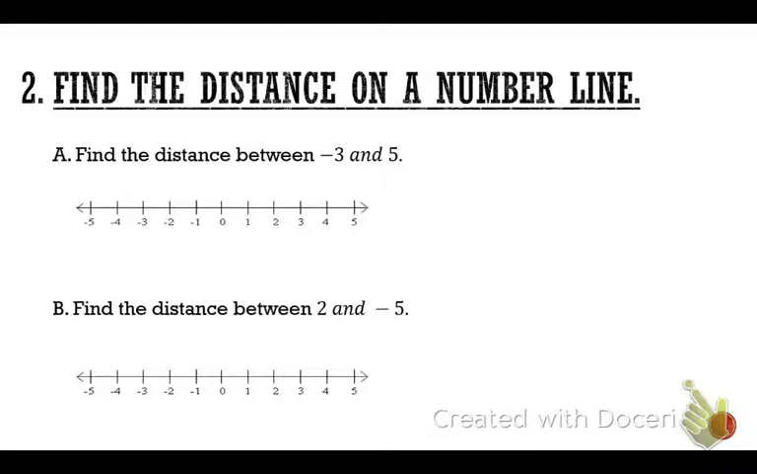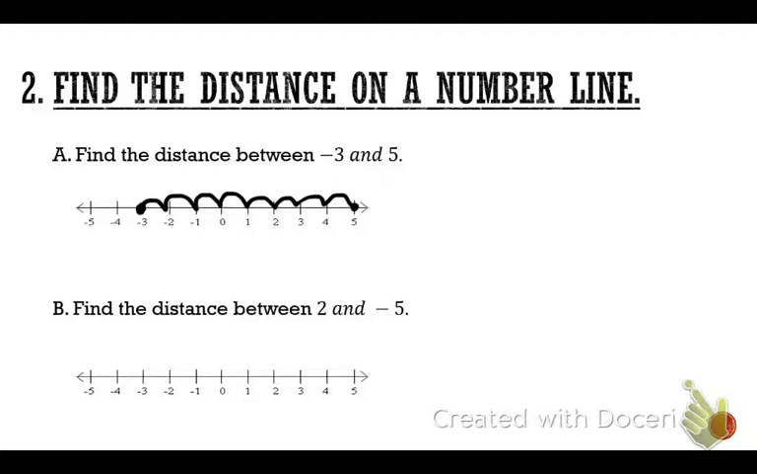I want you just to take your pencil and put a little dot on the negative 3. Now let's also put a dot on the 5. Whether I am hopping to the right or the left, I'm going to hop a certain number of numbers. So let's count how many hops it takes me to get to the 5. Ready, begin. 1, 2, 3, 4, 5, 6, 7, 8. So the distance between those two numbers is 8 numbers.